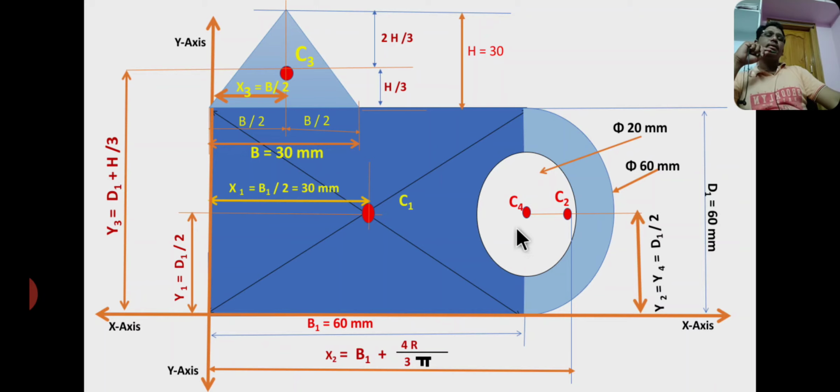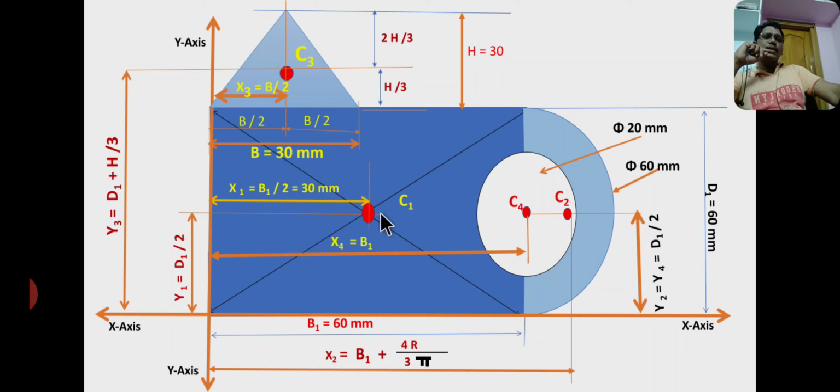Whereas for the hollow circle, C4 is the centroid of a hollow circle and lies at a distance of x4. From here, from y-axis to centroid C4 is x4 equal to base of a square, that is x4 equal to b1 equal to 60 mm, and y4 equal to half of the height, that is 30 mm. Observe here carefully, the centroids C1, C4, C2 lie on the same horizontal line. Therefore, the values of y1, y2, y4 are the same. Here y1 equal to 30 mm, y2 equal to 30 mm, y4 equal to 30 mm. y3 is equal to 60 plus 10, that is 70. So y3 equal to 70.